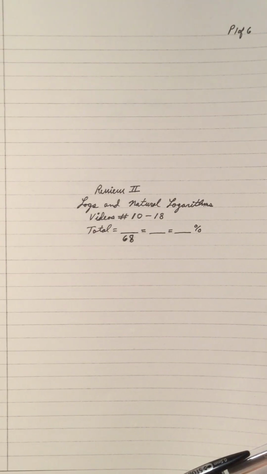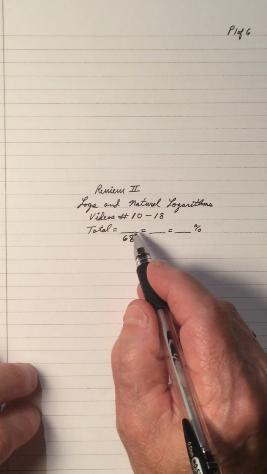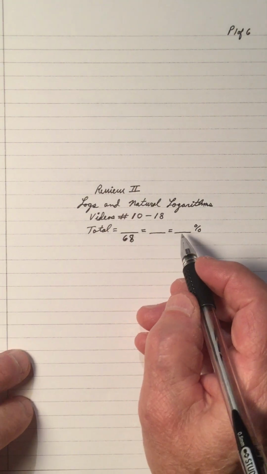And if you total up all your pages and you go back to the first sheet, put your mark over 68, find out what score you have. Hopefully you got it all right. If you didn't, go back and look at some of your videos again and get your percentage.